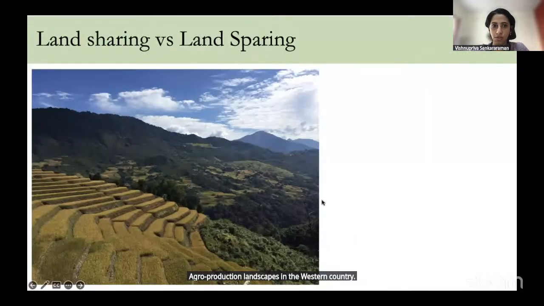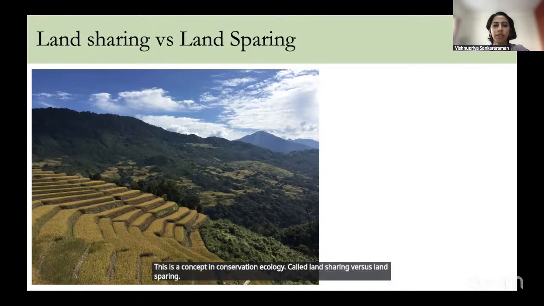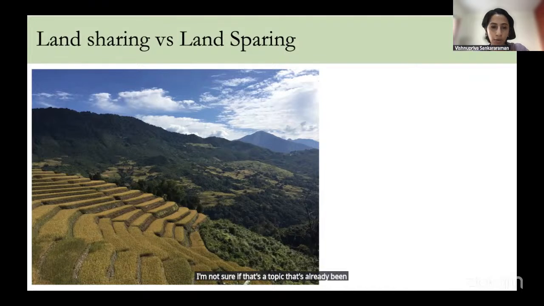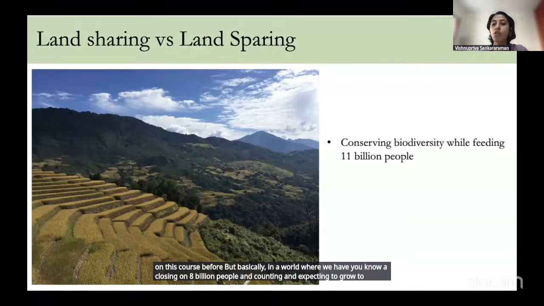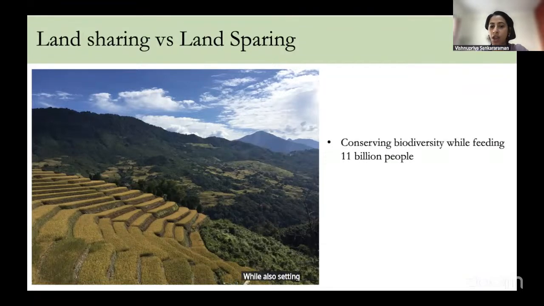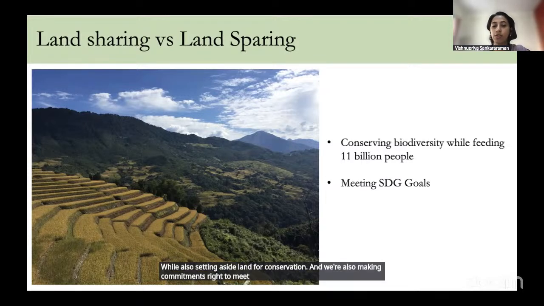So to start with, this is a concept in conservation ecology called land sharing versus land sparing. I'm not sure if that's a topic that's already been approached and spoken about on this course before, but basically, in a world where we have closing on 8 billion people and counting and expecting to grow to about 11 billion people, how do you feed everybody while also setting aside land for conservation? And we're also making commitments, right, to meet the sustainable development goals.